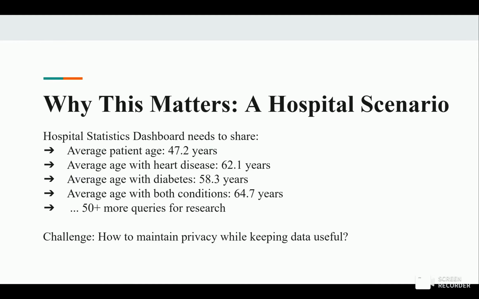So let's start with a scenario. Imagine a hospital that needs to share statistics with medical researchers. They need to answer questions like what is the average age of our patients, and what is the average age of patients with heart disease. Researchers typically need 50 or more such statistics for meaningful analysis. Each answer must protect privacy, but here's a question: how do we maintain privacy while keeping this data useful? This is the problem my project addresses.